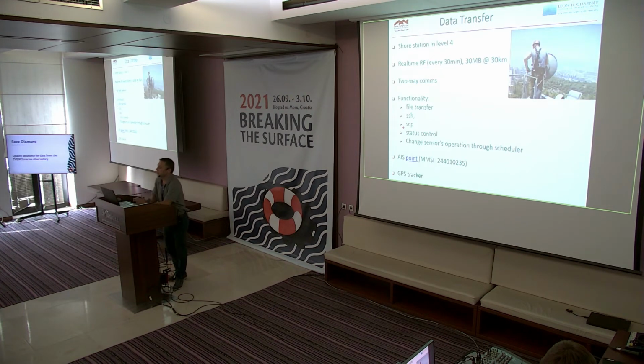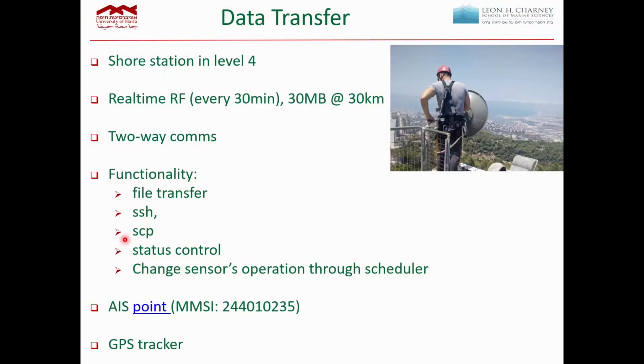Okay, so we have an antenna that sits on the university. It provides us 30 megabytes for 30 kilometers. That's the shallow buoy. And about 25 megabytes for the deep buoy, which is roughly 60 kilometers offshore. It's a two-way communication, so we can also SSH the buoy. We can download raw data if sometimes we need. We can transfer files, scripts that we want to upload in two-way communication.